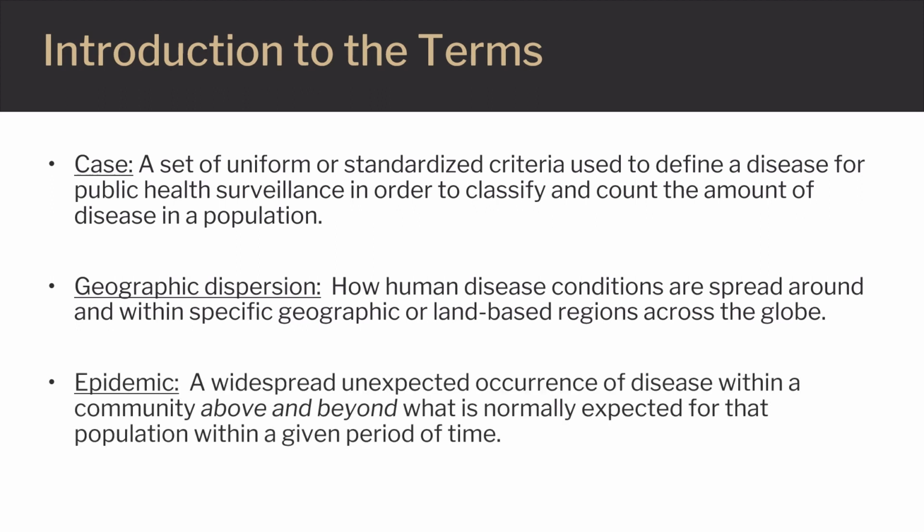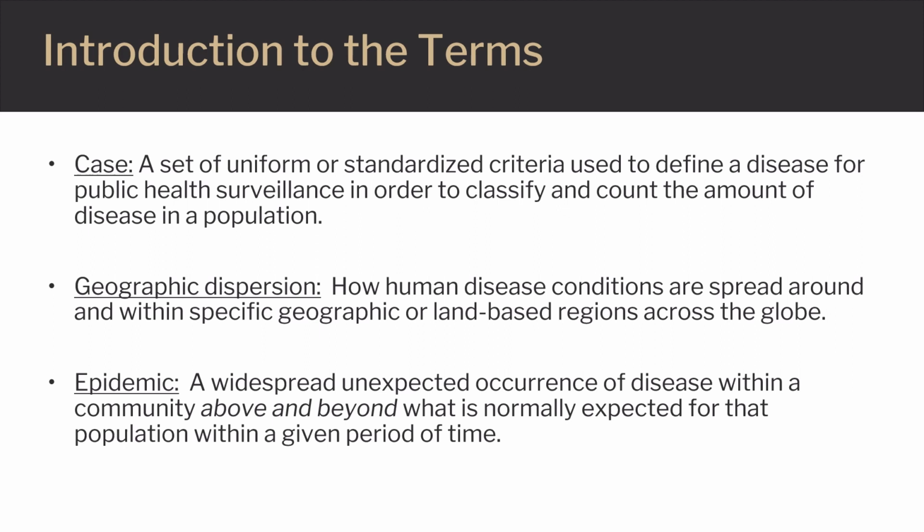One term associated with geographic dispersion is the word epidemic. An epidemic for a given disease is defined as a widely spread occurrence of a disease across and within a community above and beyond the expected cases for that disease within a given period of time.